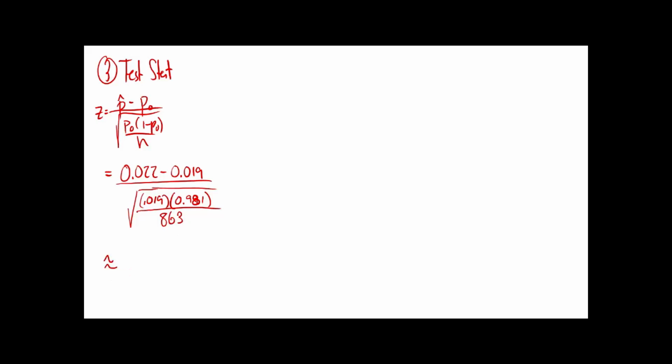All right, so go ahead and find that z-score. Tell me what you get. Round it to 2 places and tell me what it is approximately. We'll see if we can get some agreement. So you do the square root in the bottom and then divide that into whatever 0.022 minus 0.019 is. What's your z-score?